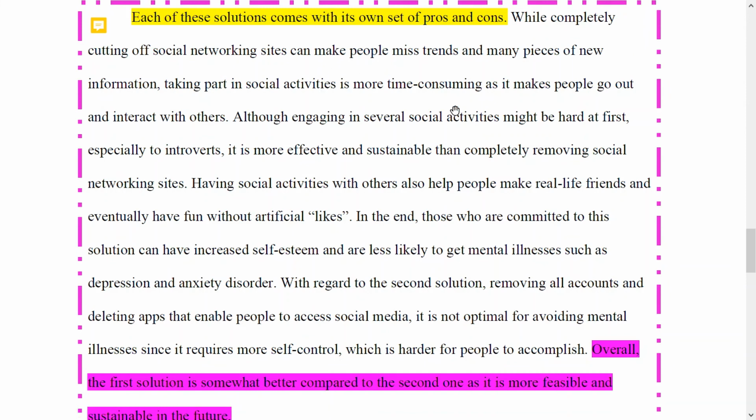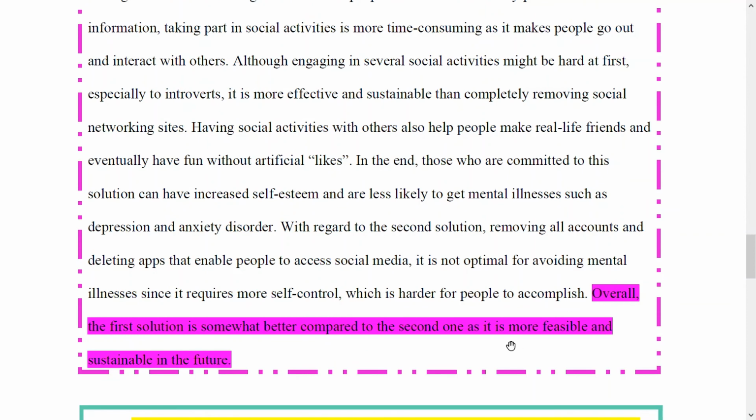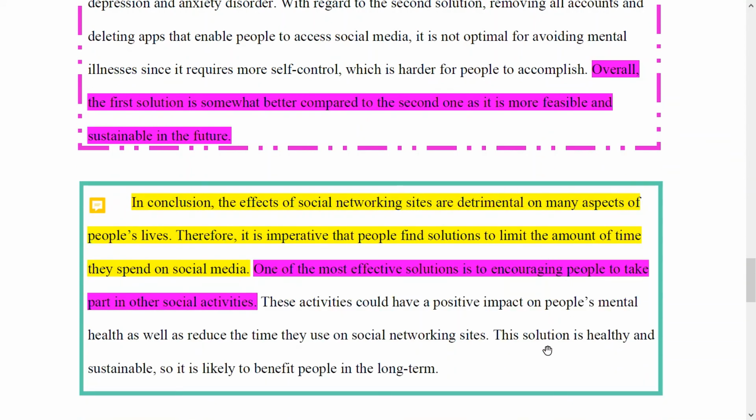So this paragraph, as you see, doesn't really have any evidence in it. You could use evidence here, but this is also where you get to do your evaluation. And then towards the end, we see here in purple, the first solution has been decided that it's better because it is more sustainable. So at the end of this, you're going to say which solution you think is the best. And then, of course, we end with our conclusion.